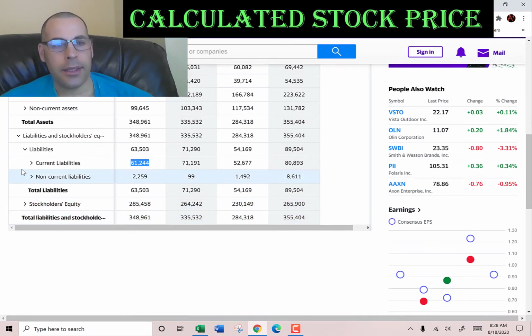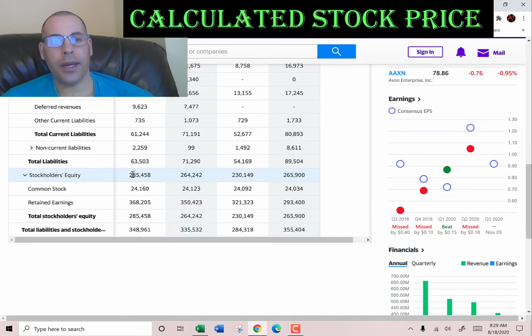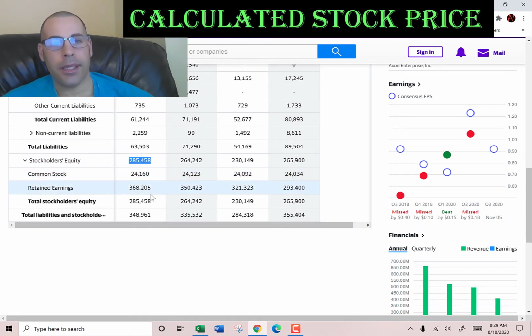And let's see what that is. $8 million of accounts payable, $1.2 million of taxes payable, $10.7 million of accrued liabilities, $9.6 million of deferred revenues, and $735,000 of other. Stockholders' equity, that's $24 million of common stock, $368 million of retained earnings.